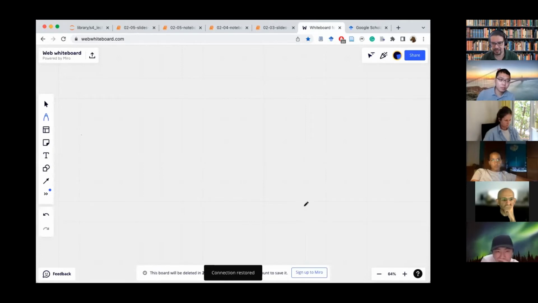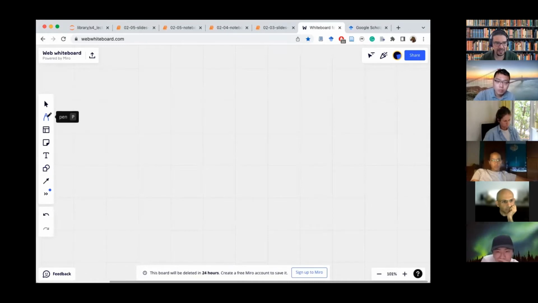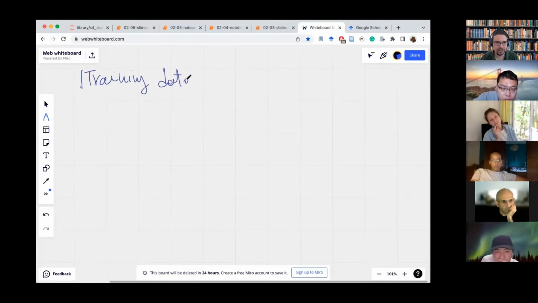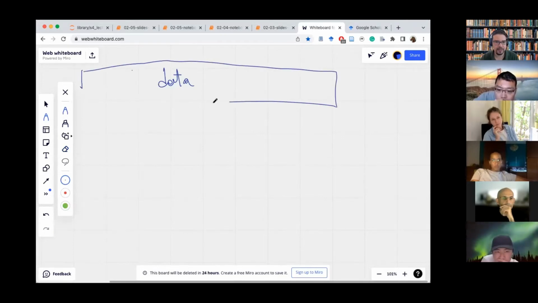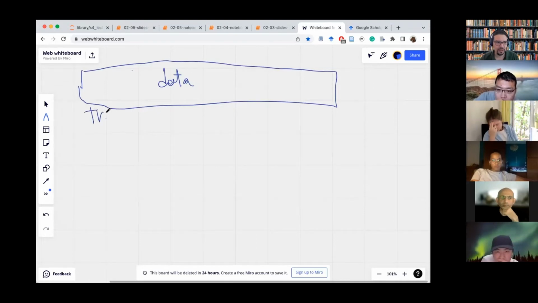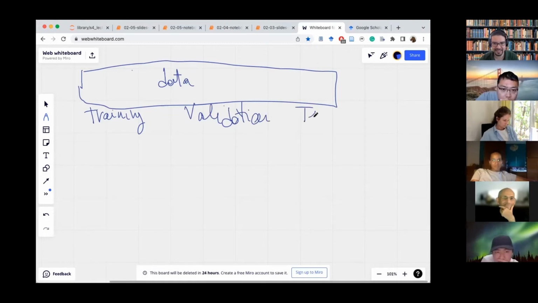I found this cute app that allows me to draw, and I have my device here that can help us. All right, so let's assume that you have a data set, training data. Maybe I shouldn't even call it training data, I should just call it data. Okay, this is the data. And what you will do is separate it into 3 sets: training, validation, pardon my handwriting, and testing.